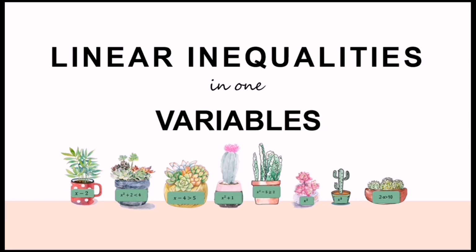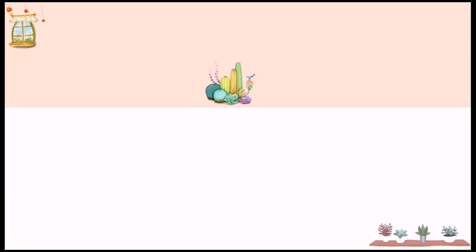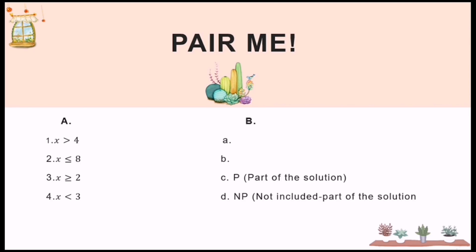Today's video, we are going to discuss linear inequalities in one variable. But let us first do our pre-activity. Are you ready? Okay, let's start. This activity is named Pair Me, which means you will pair each linear inequality to column B.